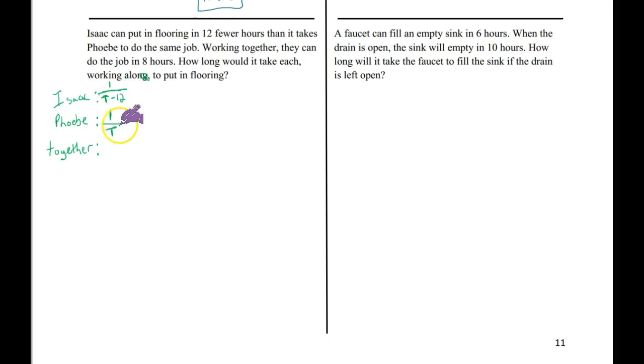So those are their rates. So she can do one job. I don't know anything about her time. He can do one job, and it's 12 hours less than however long it took Phoebe. Together they can do the job, it says, in 8 hours. So now I have the rates for each one. So the rate of Isaac plus the rate of Phoebe will equal their rate together. There's my rational equation.